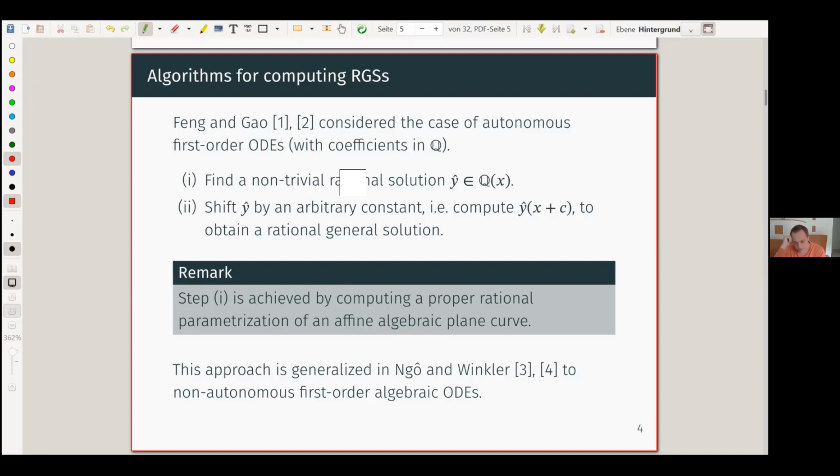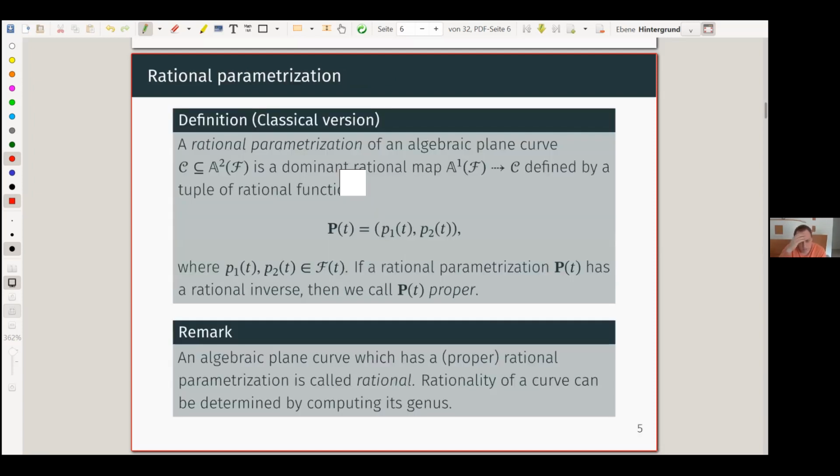And this algorithm worked in the general case, and it extended more or less directly the approach by Feng and Gao. Although from a differential perspective, it's a bit weird what they did. But I don't want to go into detail on this. I want to go to the last algorithm before I go into my research, just so that we are all on even ground. Again, what is a rational parameterization, or what do I understand by a rational parameterization?